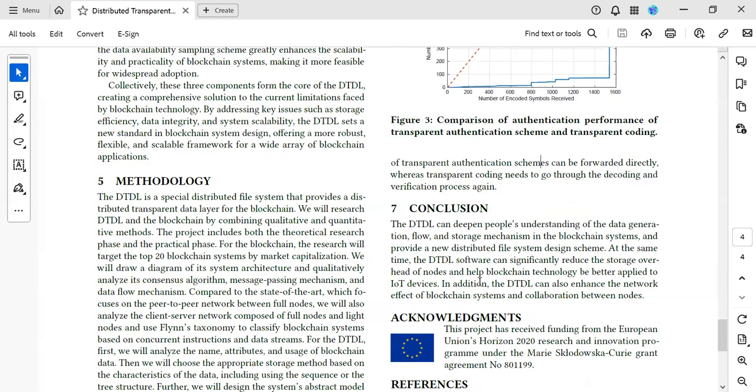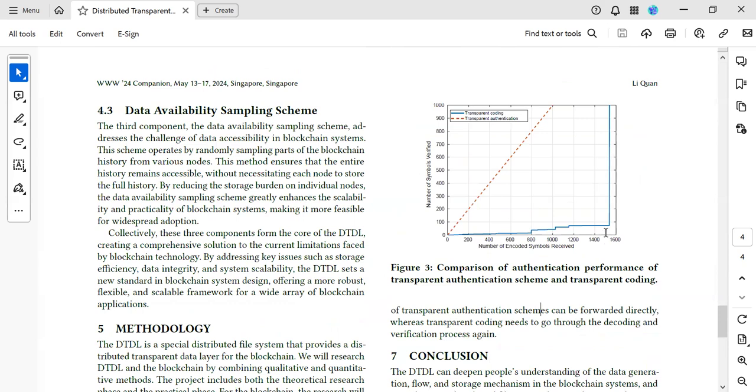Here are some initial results. You can see that with 1,000 original data, if we have received 1,500 symbols, then we can decode all the data successfully.